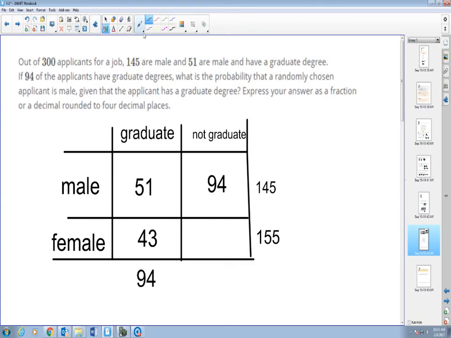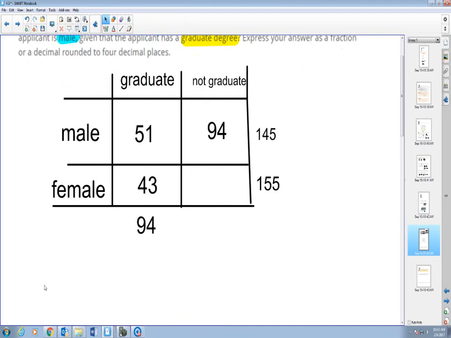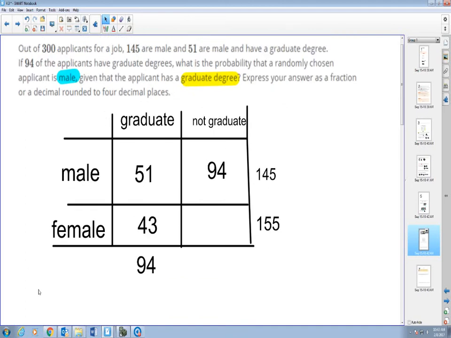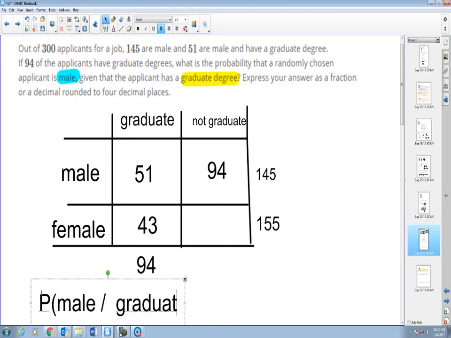So let's see what the problem was. What is the probability that a randomly chosen applicant is male? So male is the second event. Given that the applicant has a graduate degree. Alright, so this one is backwards. Probability of it being a male, given that it has a graduate degree.